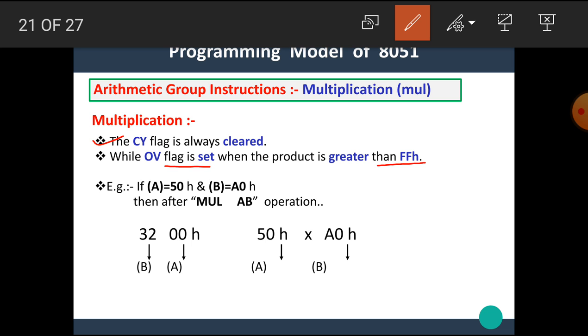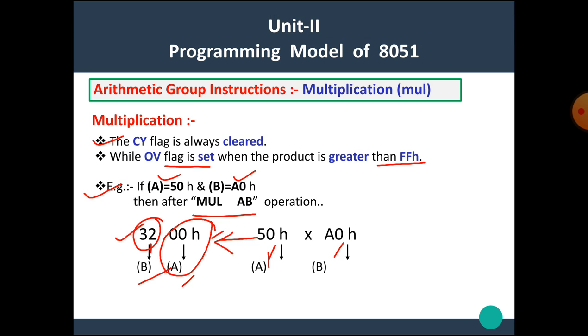For example, if A is 50H and B is A0H, then after the MUL AB operation, we get the result. A has the value 50H, B has the value A0H. Then after multiplication, we have the result 3200H. The lower byte is stored in the accumulator, that means 00H is stored in A, while the upper byte is stored in the register B, that means in register B we have the value 32H.